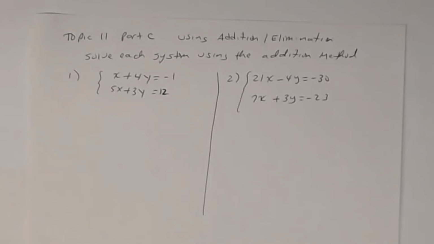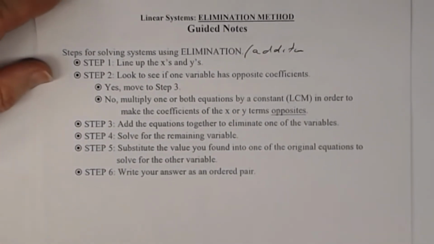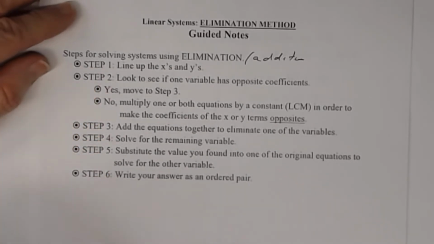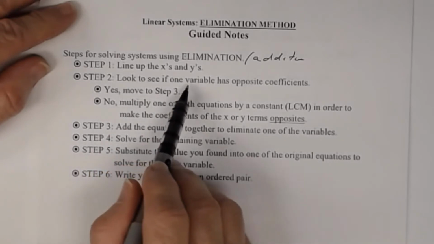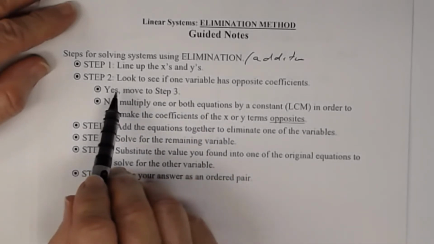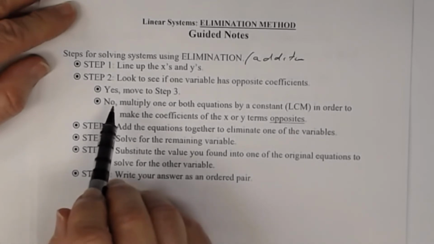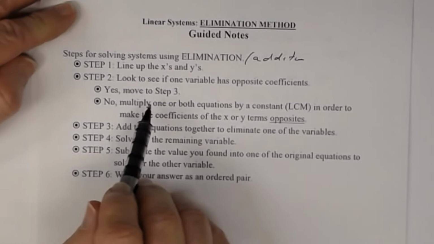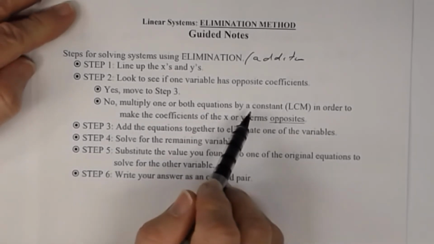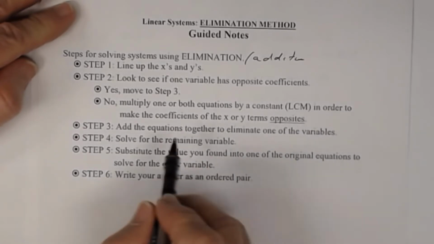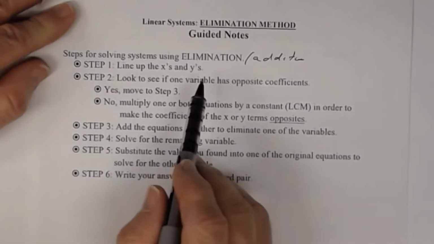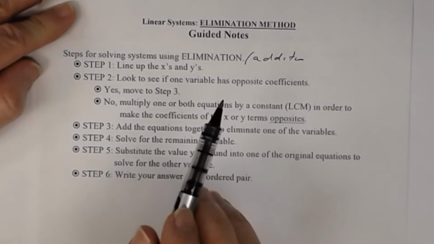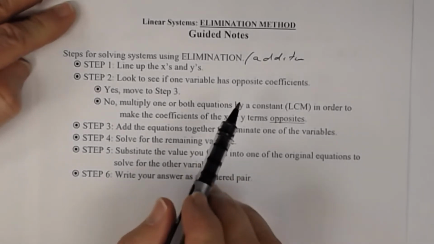I need you to make sure, though, that as you're going through these, you're looking at these steps. These are the steps for using either elimination or addition. The first thing you're going to do is line up your x's and your y's. Then step 2 is to look to see if one of the variables has opposite coefficients. If yes, you move to step 3. If no, which most likely it will be, then you multiply one or both equations by a constant, the least common multiple, in order to make the coefficients of the x or y terms opposites. So step 2, you need one of those variables to have coefficients that are opposites.